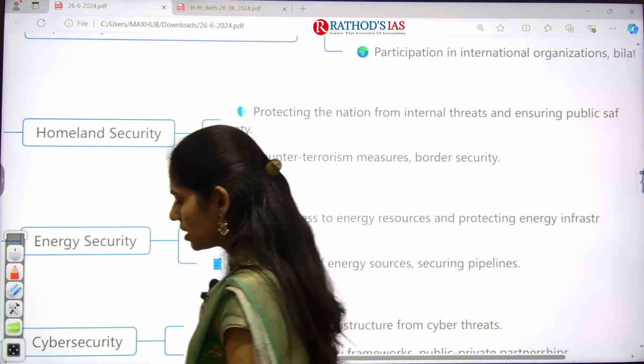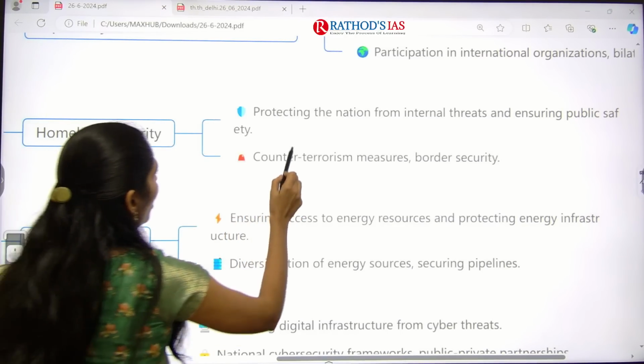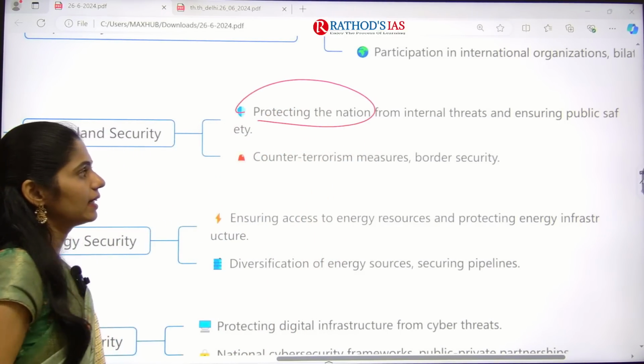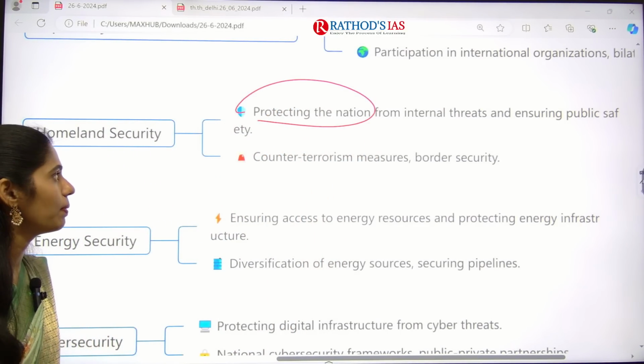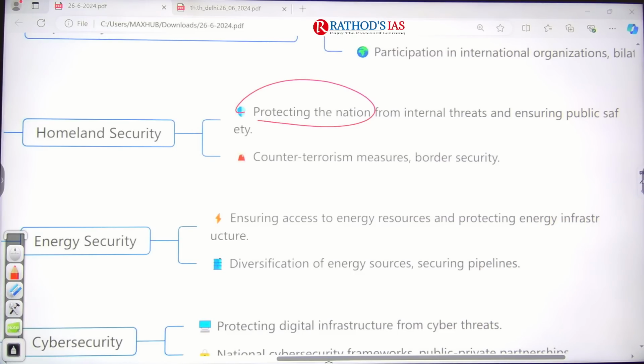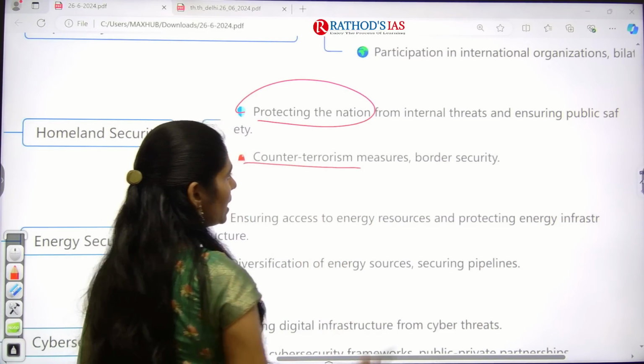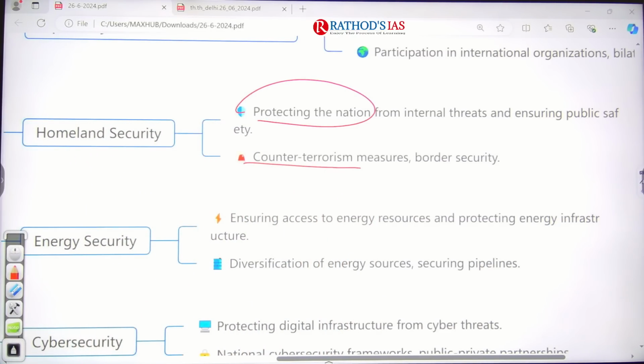In homeland security, we especially need to focus on protecting the nation from internal threats, and we have to ensure public safety, and focus on counter-terrorism measures and border security. So all these are very important.